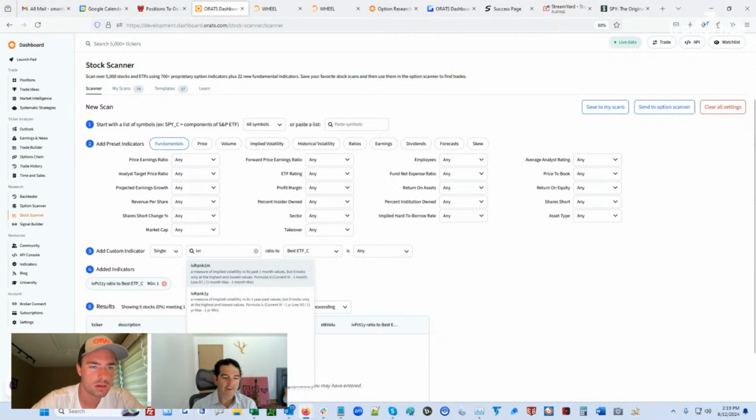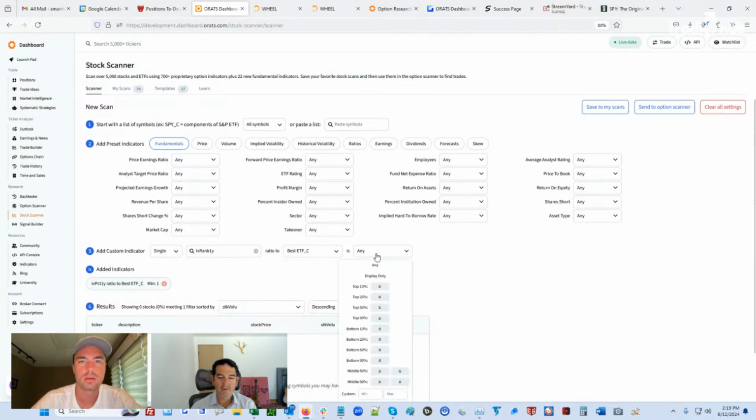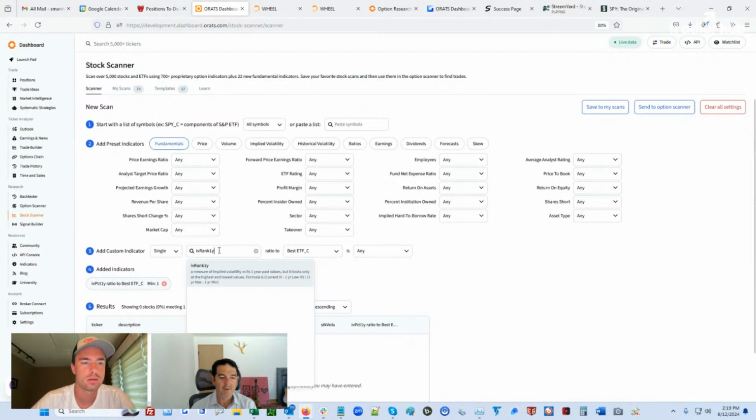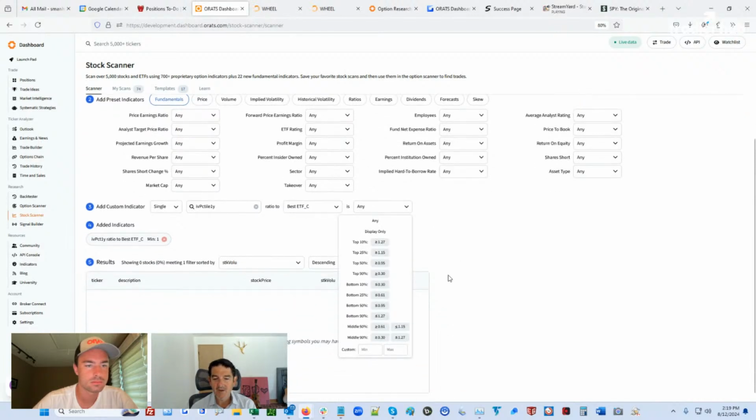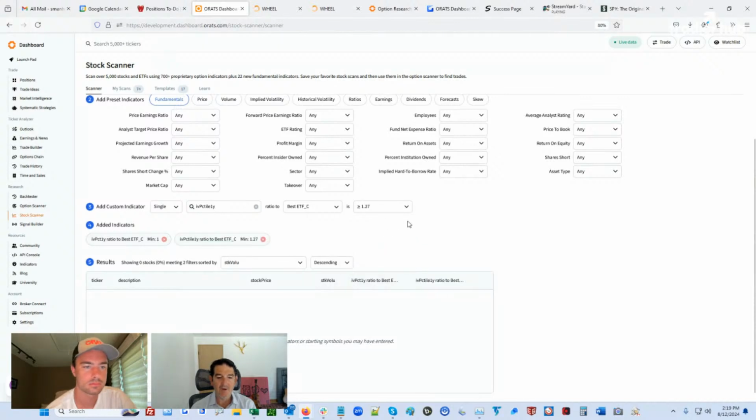Let's try rank. No, that's not getting any either. I wonder if we don't have those in here right now. I think it's IVPCTILE. Oh, there it is. There you go. So the top, let's just do the top 10% and just see what these look like.